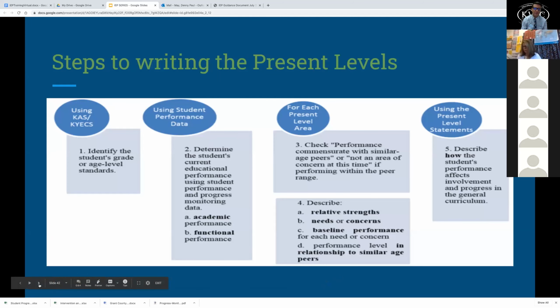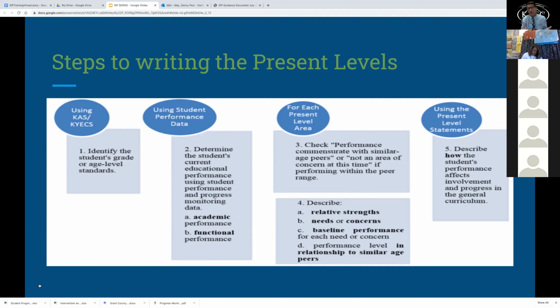So here are your steps. This comes straight out of the guidance document. We identify the student's grade level through looking at the Kentucky academic standards or looking at the early childhood standards. And then we use student data, performance data, both academically and functionally to determine where the student is. In that process, we're going to make a decision. Are they commensurate with similar age peers? Is their performance level similar to those peers? If it is, then we can check the box.